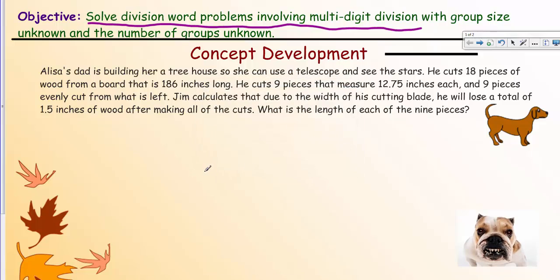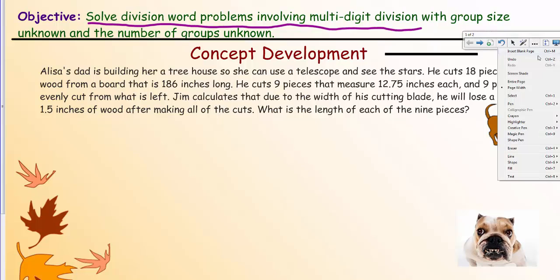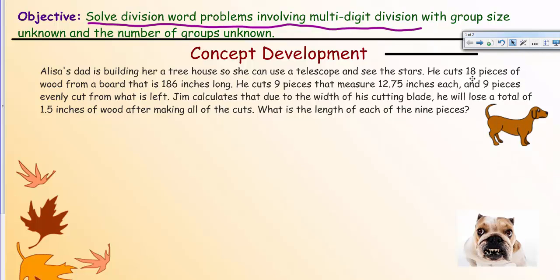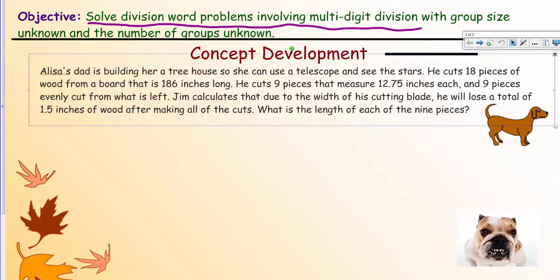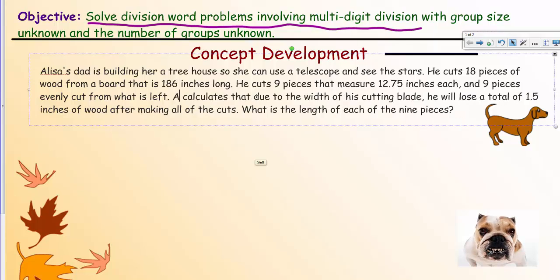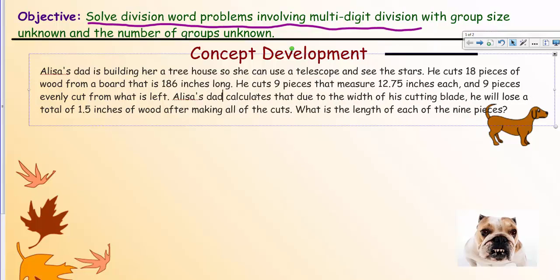Oh, you again. Goodbye. Jim calculates that due to the width, I'm sorry, Jim, that's not that. We need to put it right here. A quick change. As you can see, I kind of changed my problem. Hey, don't tell anybody. Okay, so anyway, so Alyssa's dad, like that? I know, it's pretty cool.